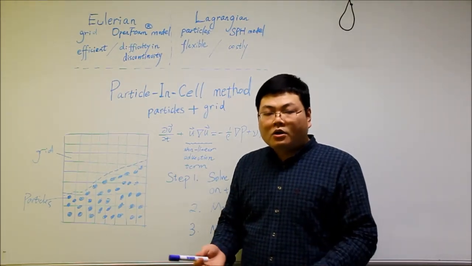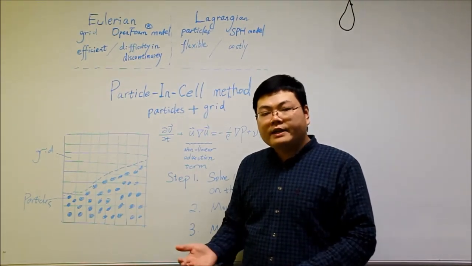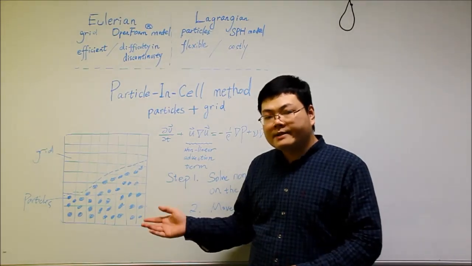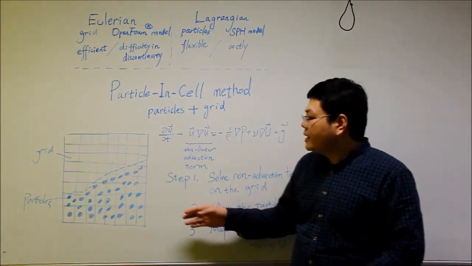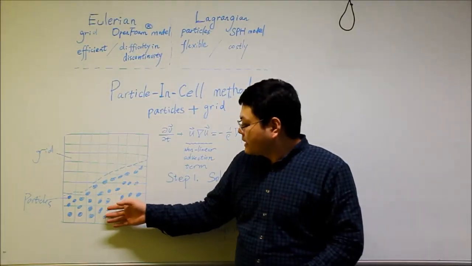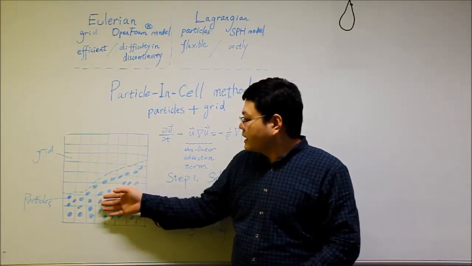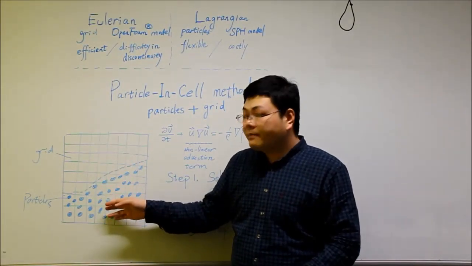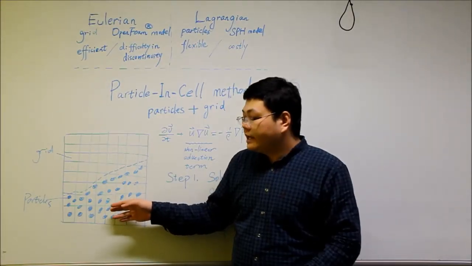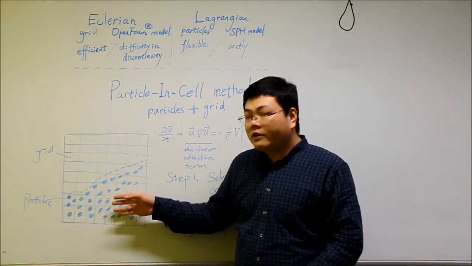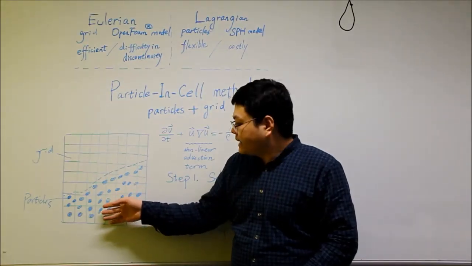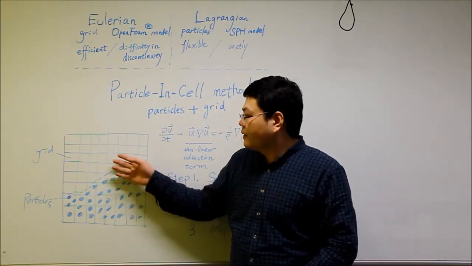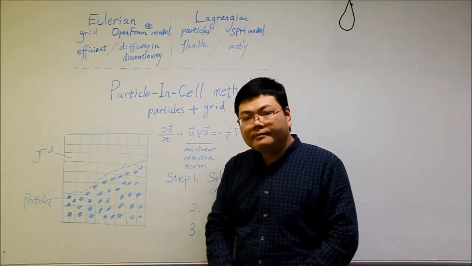There are, of course, many difficulties and challenges lying in this method. For example, in the third step, when we transfer the data from the particles to the grid, numeric dissipation may occur, as it is very difficult to actually reproduce a data set from scattered particles onto the uniform grid.